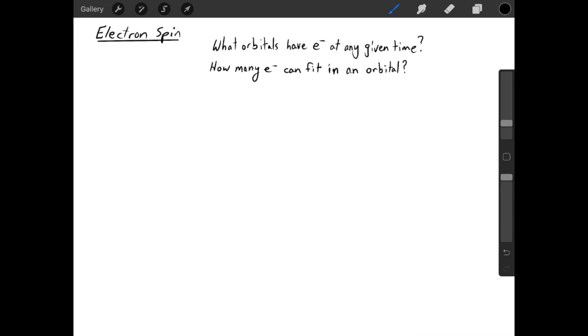Once you know about orbitals, you have a couple of questions that you can ask. And at least two of those are, what orbitals are going to have electrons in them at any given time? And how many electrons can actually fit within a single orbital? Up until now, we've considered things like mass or charge when talking about properties for electrons. But now we're going to add another property, and that property is electronic spin.